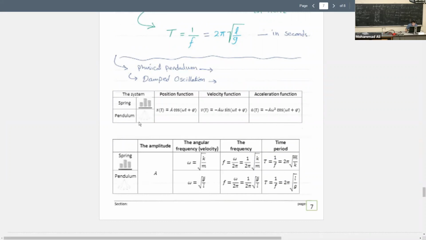Okay, now for the spring system and the pendulum system, we have the same position, the same velocity, the same acceleration relations. What is the difference? The difference is the definition of omega. This is k over m for the spring. For the pendulum, it is g over l. The frequency and the time period have the same form, but the quantity inside the square root is different between them. That's it.